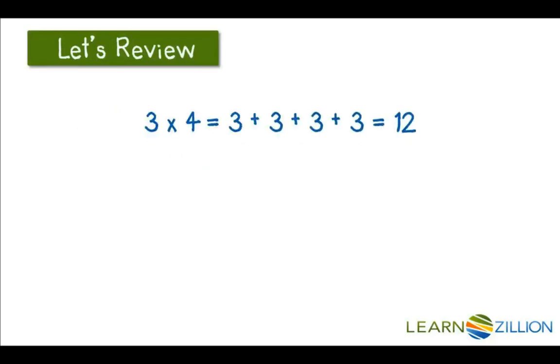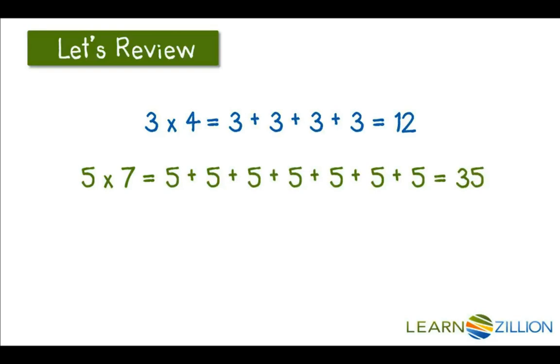Let's review. 3 times 4 is equal to 3 plus 3 plus 3 plus 3, which equals 12. Remember that multiplication can be viewed as repeated addition. We can find the answer using repeated addition, but we use multiplication to simplify the process, such as 5 times 7. Rather than writing 5 7 times and adding them up, we can just multiply 5 times 7, which equals 35.